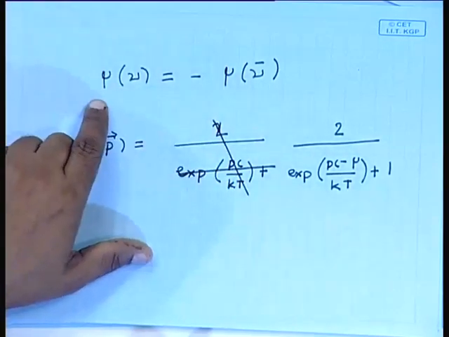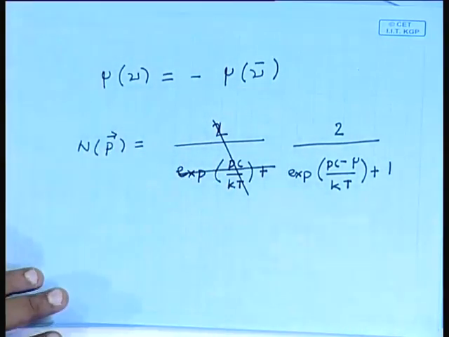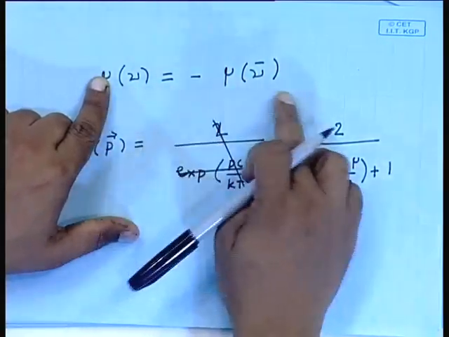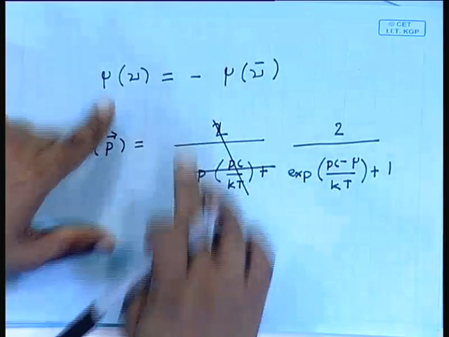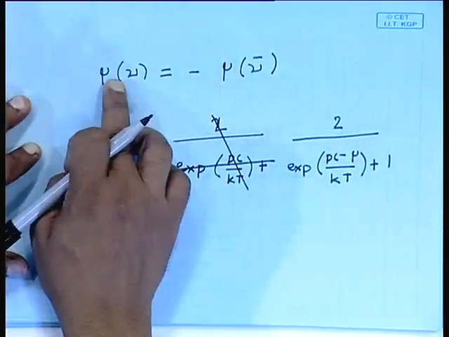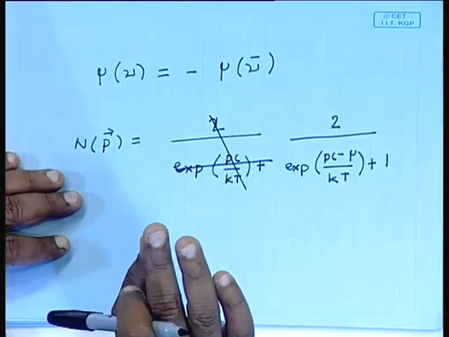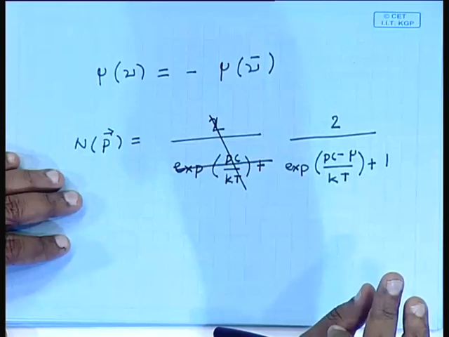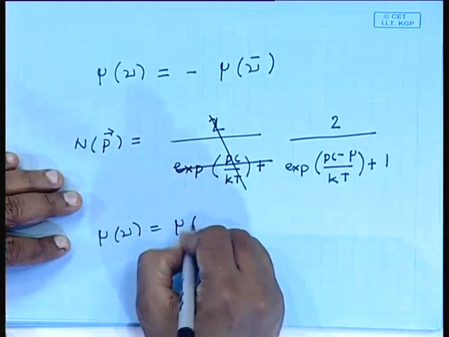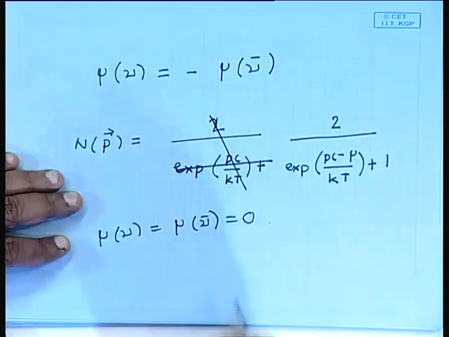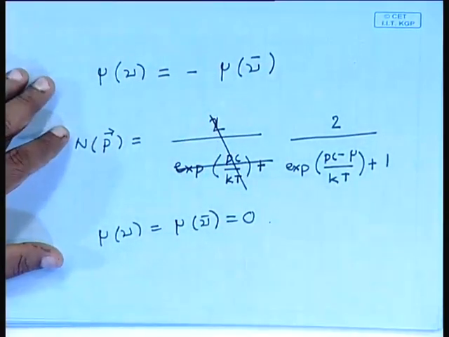Now, what does this tell us? If these two are different, there is a possibility of a non-zero chemical potential for these two, and then there will be a difference in the number density of the neutrino and the antineutrino. If we assume that these chemical potentials are 0, that is the simplest possible assumption that you can make.